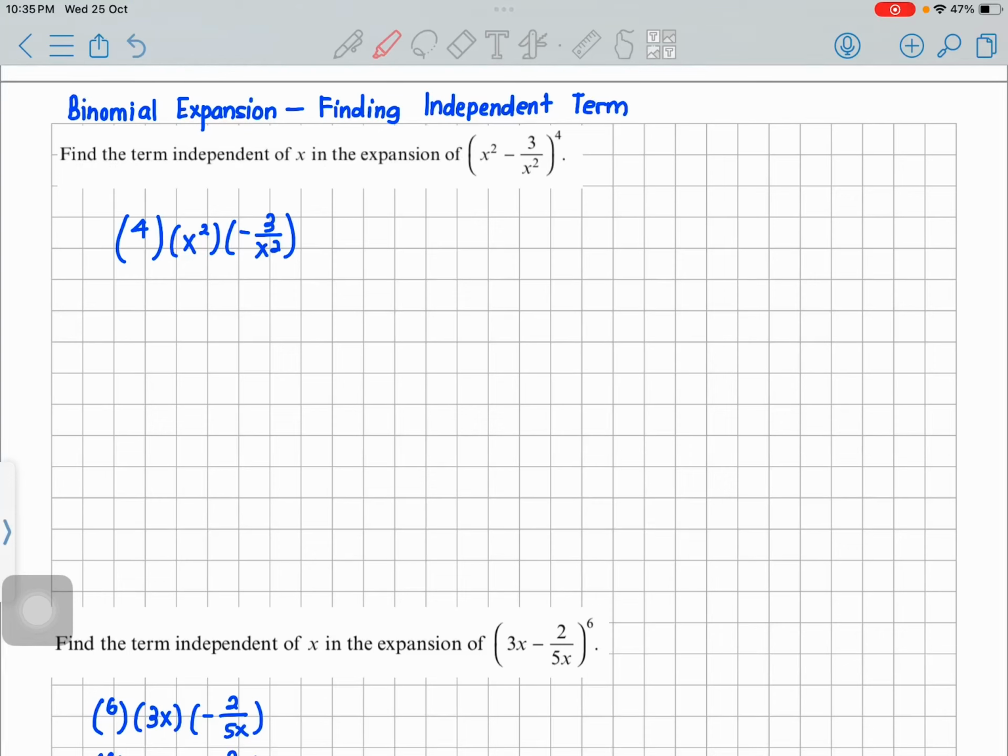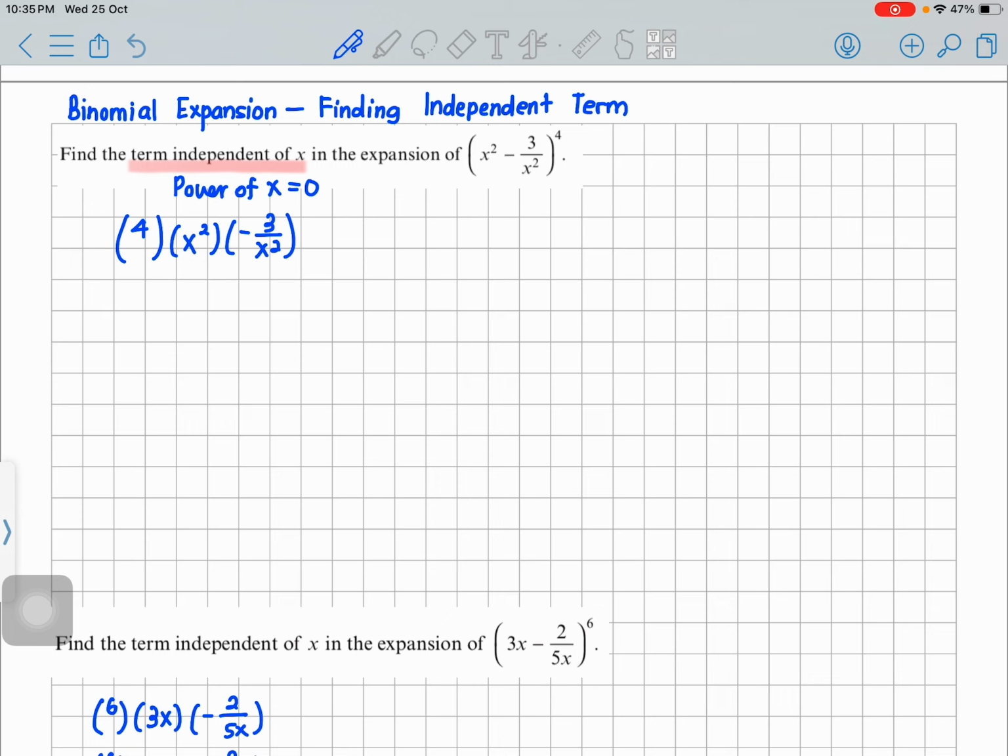Okay, we're going to find the term independent of x in this particular expansion. What is the meaning of term independent of x? It simply means the term in which the power of x is equal to 0. Or another way of saying it is the term which is free from the variable. In our case, the variable is x.